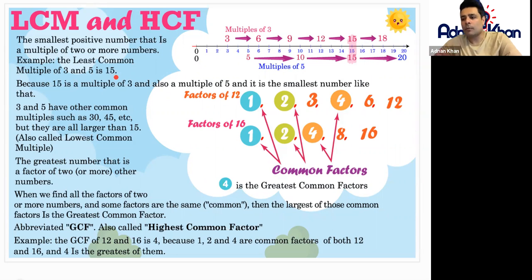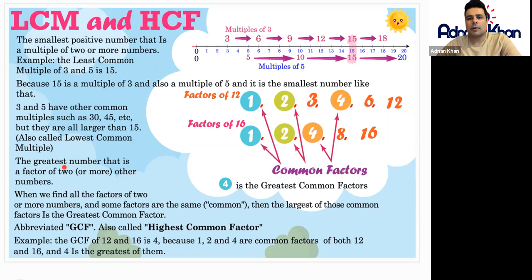So out of all the multiples and multiples of bigger numbers, where smaller numbers can divide into, 15 is the lowest common multiple or least common multiple number. Because 15 is a multiple of 3 and also a multiple of 5 and is the smallest number. So 3 and 5 have other common multiples such as 30, 45 and even more and bigger numbers. But they are all larger than 15. So in this case, 15 is the lowest common multiple.